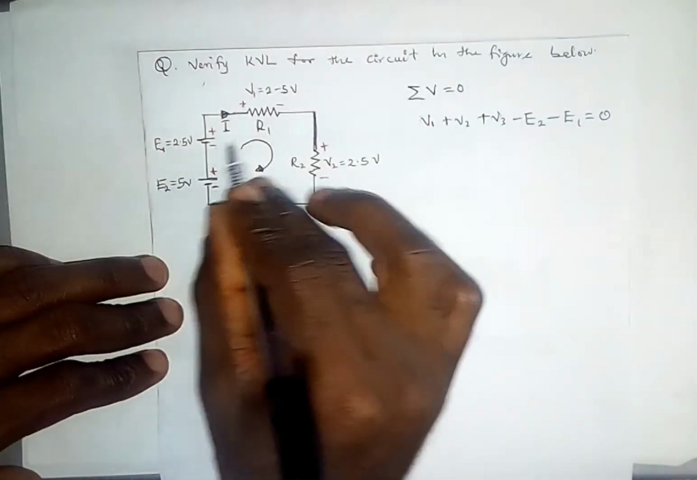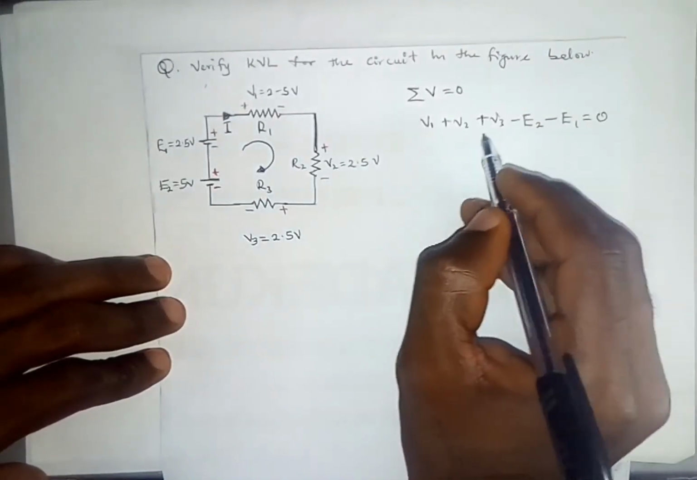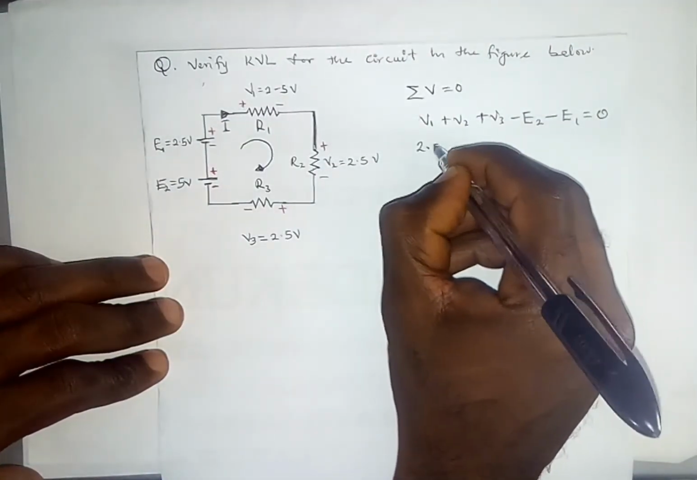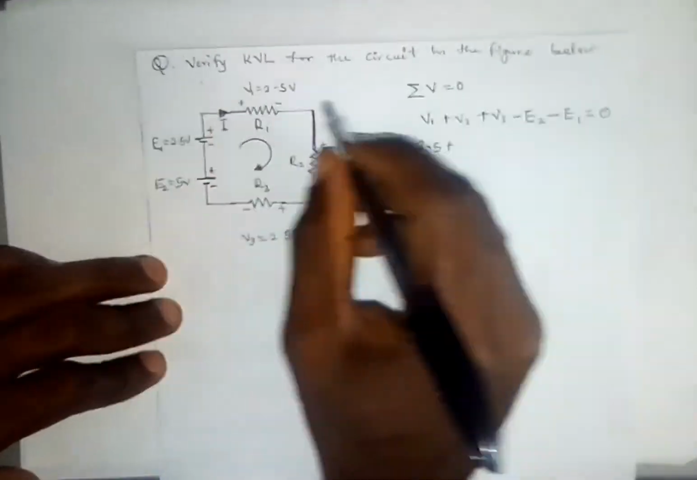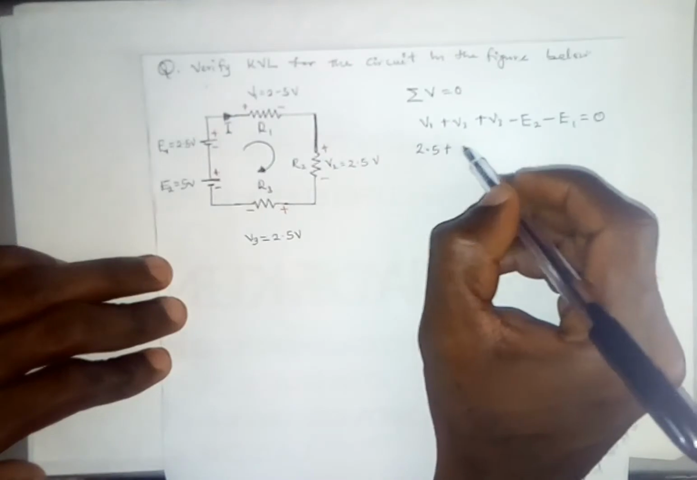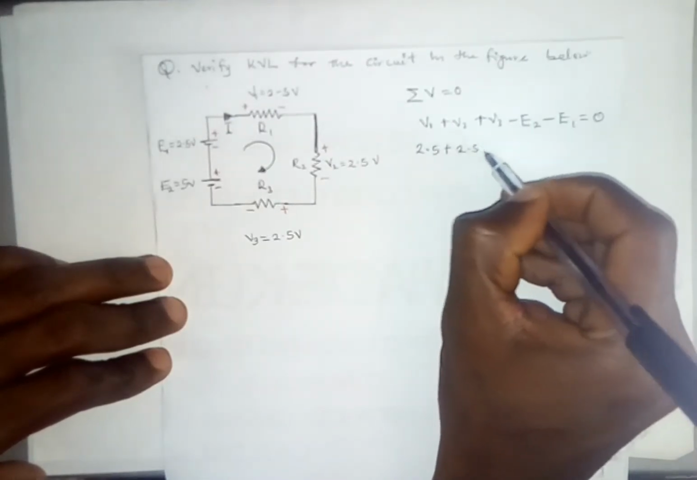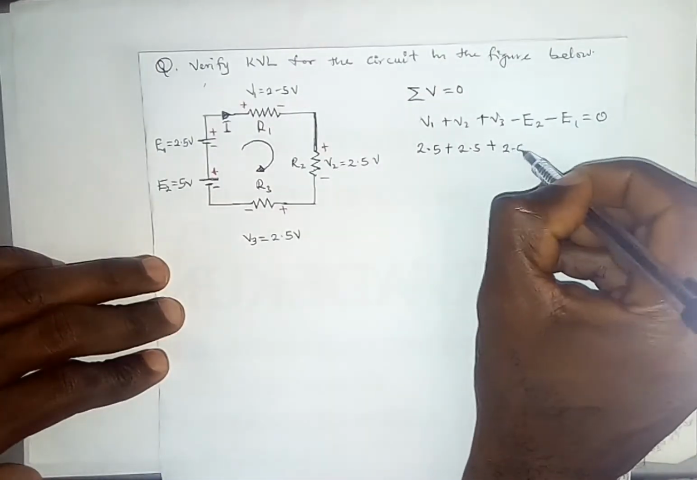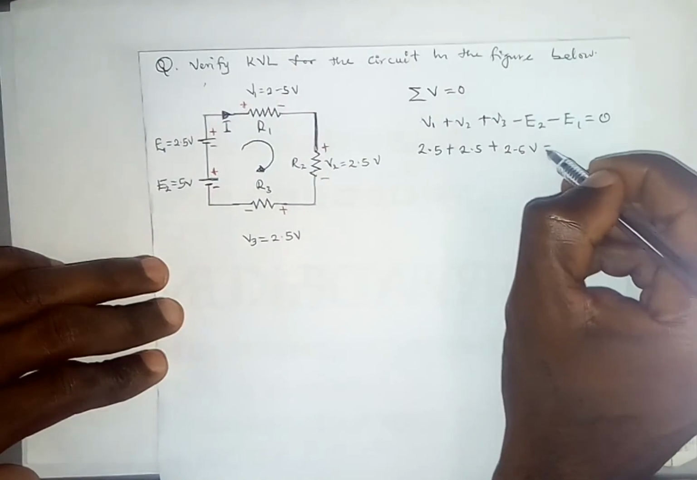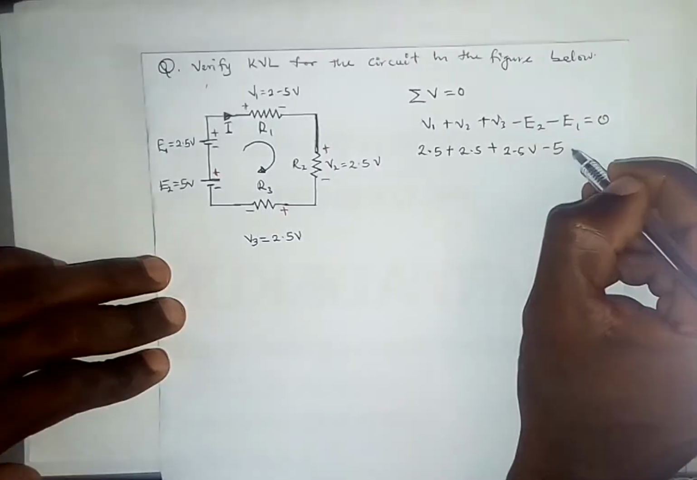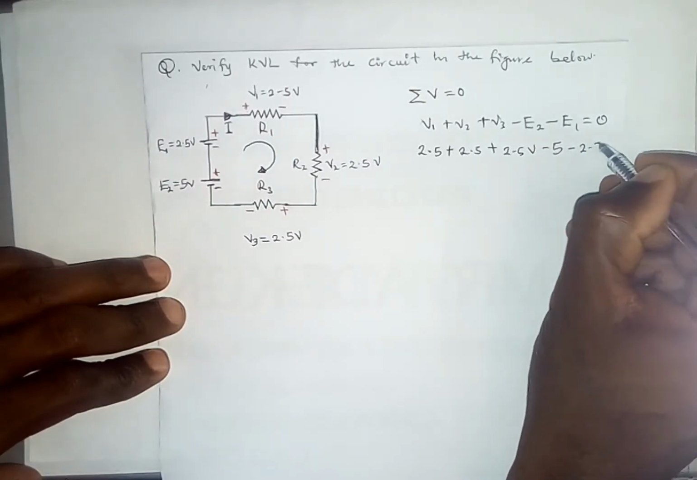So now let's substitute our values back into the equation. The value of our V1 is 2.5 volts plus our V2, which is 2.5 volts as well, plus our V3, which is 2.5 volts. Our E2 is different, which is giving us minus 5 volts. E1 is minus 2 volts.